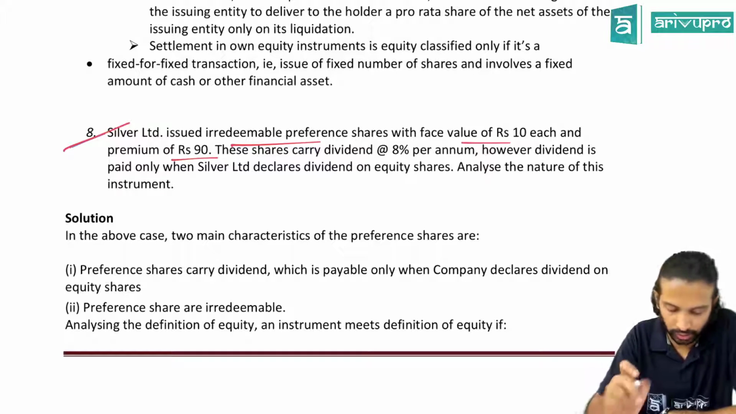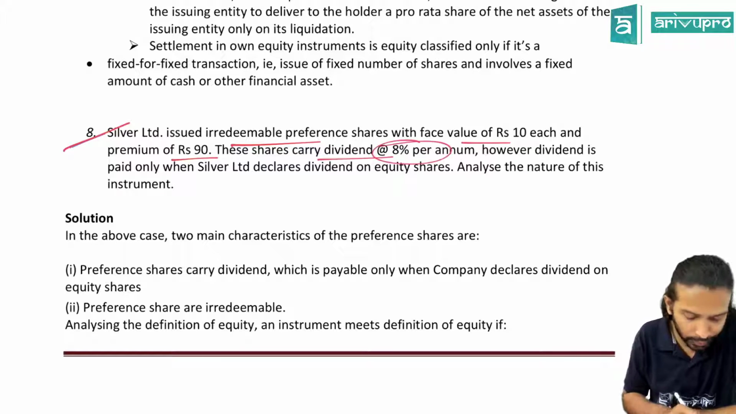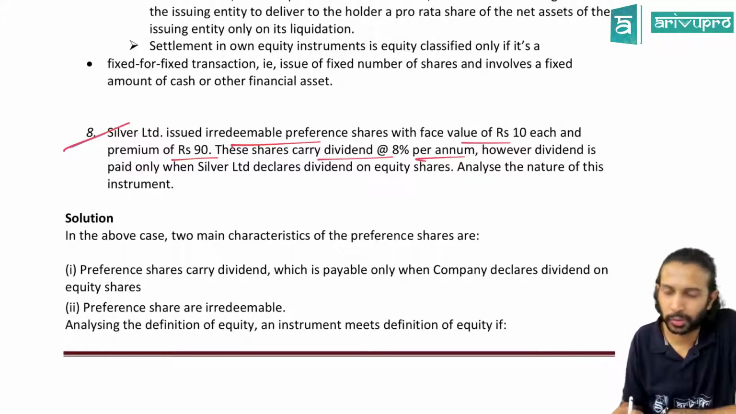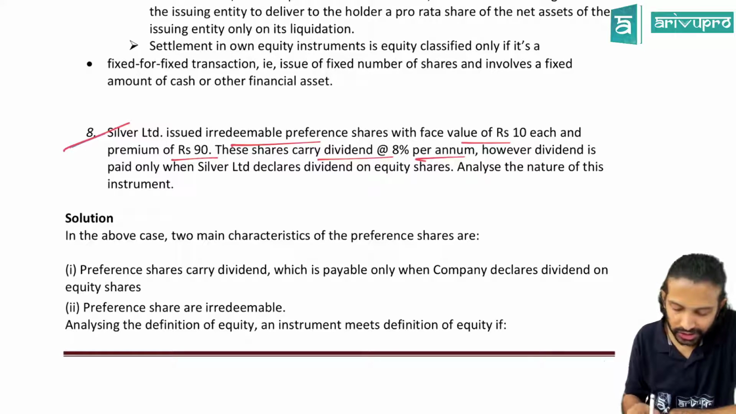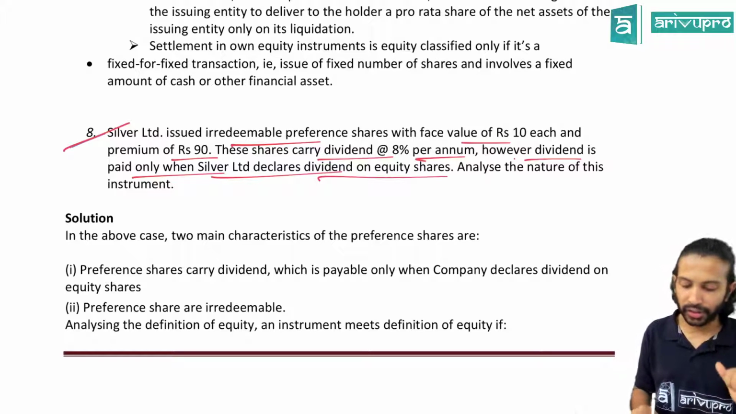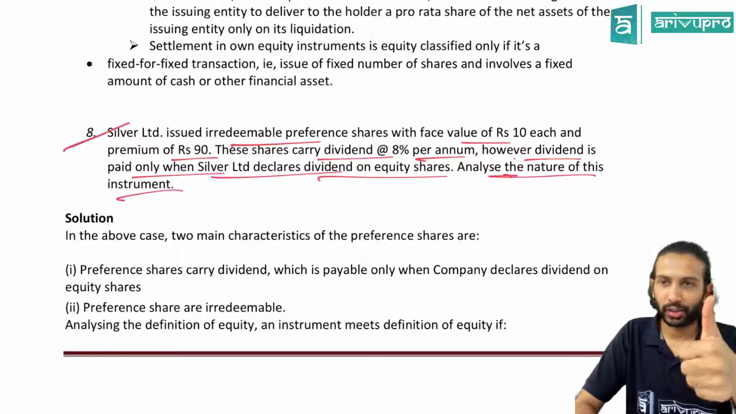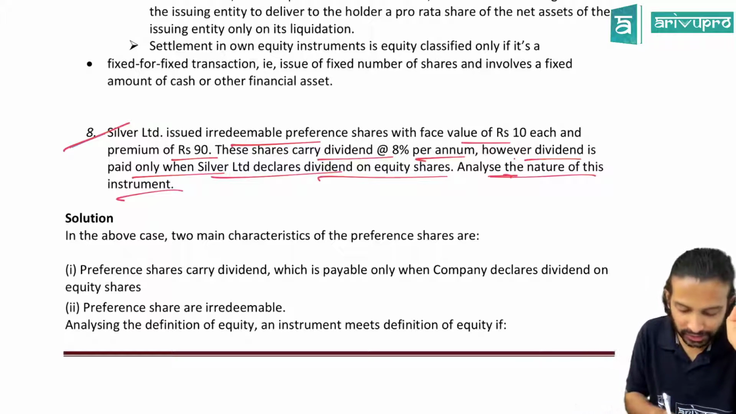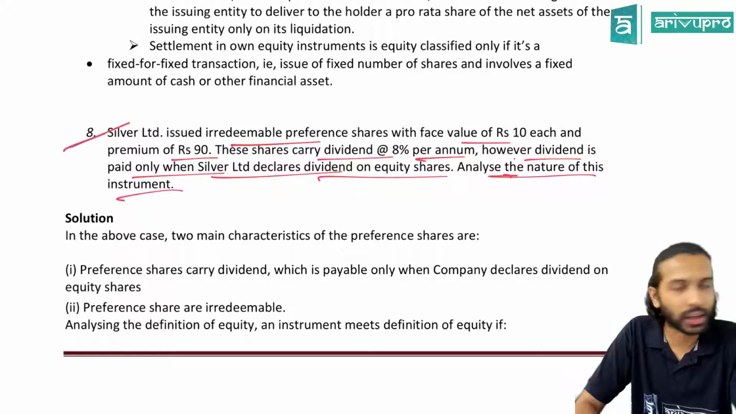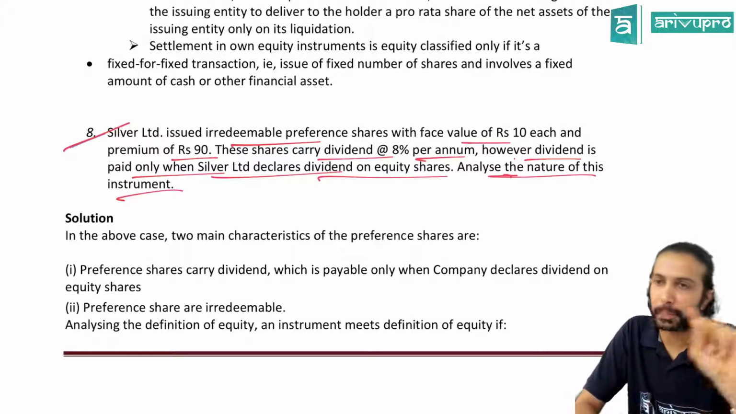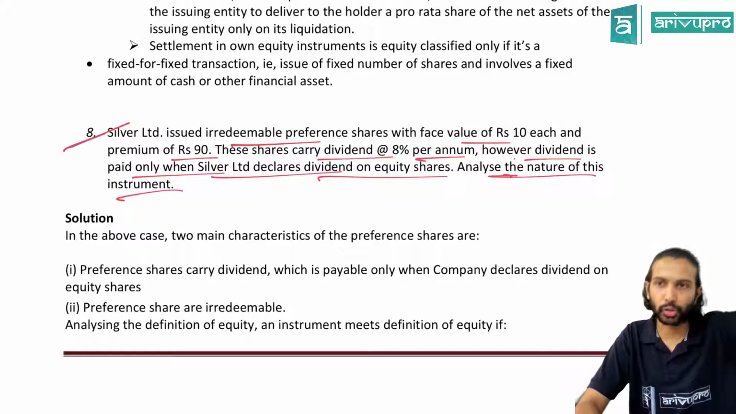These shares carry a dividend of 8% per annum. Normally, preference share dividend is fixed, no? So they're saying 8%. However, they are saying dividend is paid only when Silver Limited declares dividend on equity shares. Understand the nature of this instrument. One, you don't have to pay the money back because it is irredeemable. They didn't say anything about conversion also. They only said irredeemable. That means this is perpetual preference shares, can I say? Meaning it just goes on.